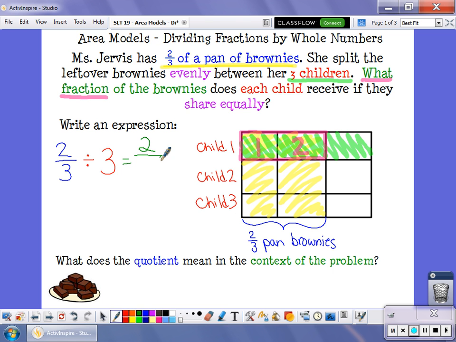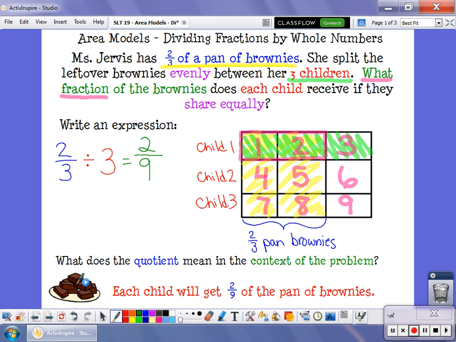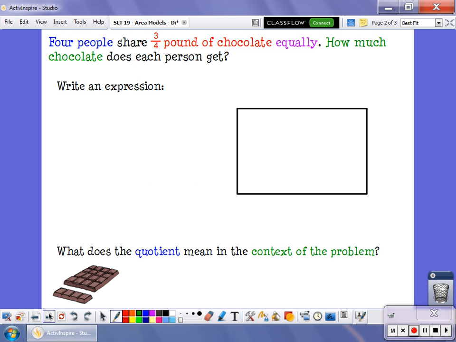Now, in order for us to figure out what fraction it is, we need to figure out how many pieces of brownies were in the original pan. So if I count up all these pieces, I can see that there were 9 pieces in our original pan of brownies. So 2/3 divided by 3 equals 2/9. That means that each child gets 2/9 of our original pan of brownies.